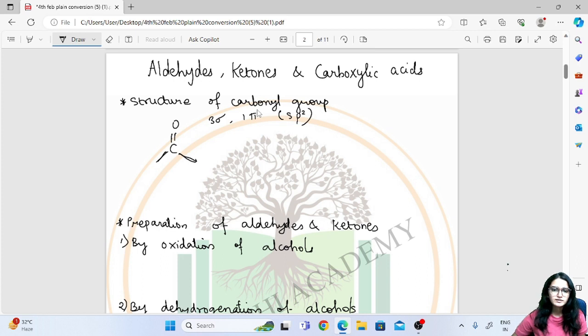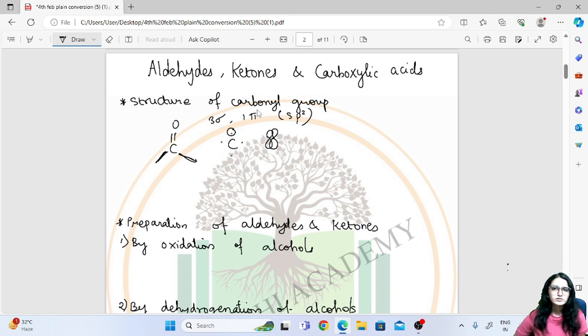Now the carbon has 4 valence electrons. We can see that 3 valence electrons are involved in sigma bonding, 1, 2 and 3, and the 4th electron is involved in pi bonding. The 4th electron is involved in the sidewise overlap, which is the pi bond. So this is about the structure.